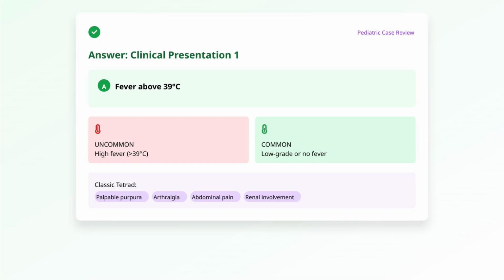The correct answer is A. While low-grade fever may occur in Henoch Schönlein Purpura, high fever above 39 degrees Celsius is uncommon. The classic tetrad includes palpable purpura, arthralgia, abdominal pain, and renal involvement. The purpura typically appears on dependent or pressure areas like the lower extremities and buttocks.